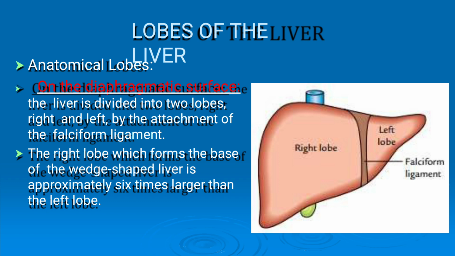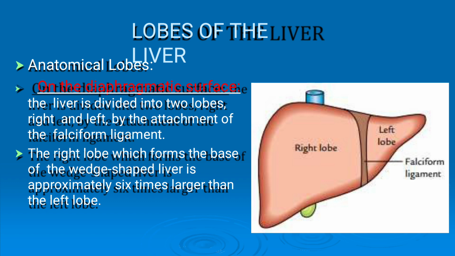Now we want to move and see the lobes of the liver. Now we can discuss the lobes of the liver. There are anatomical lobes and physiological lobes. Now we will discuss the anatomical lobes. There are two, the right lobe and left lobe. And the physiological lobes we will discuss: these are the quadrate lobe and caudate lobe.